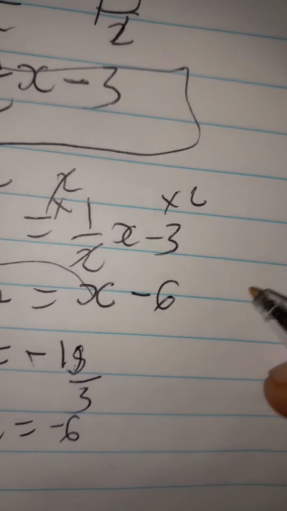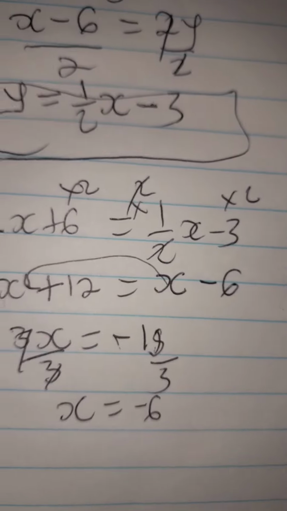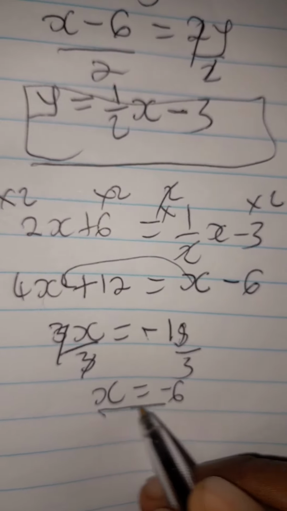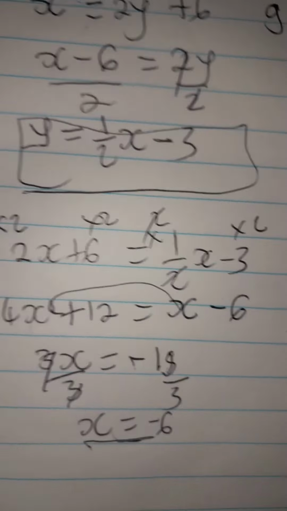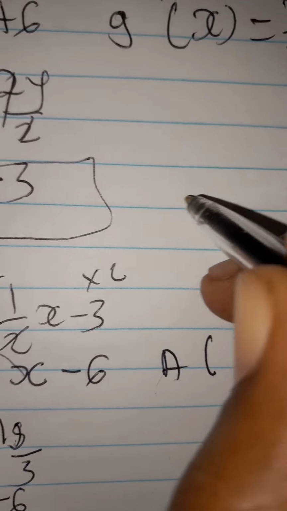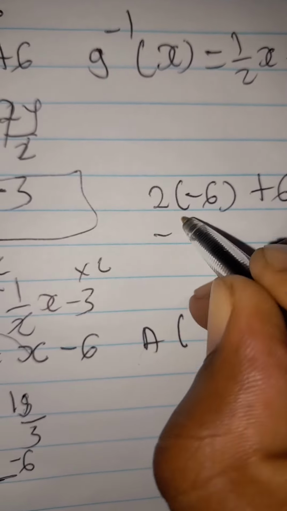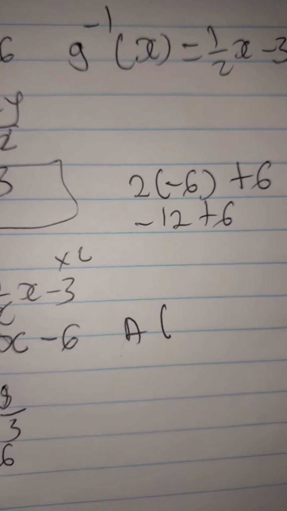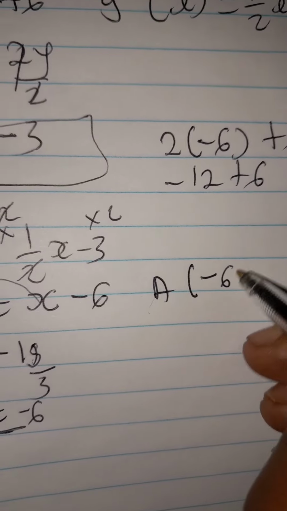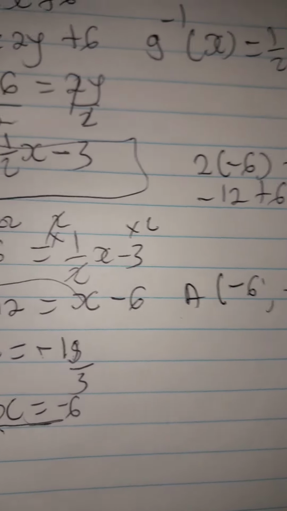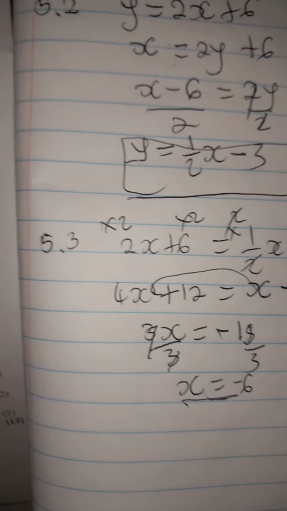To find the coordinates of A, take this x-coordinate and substitute it into 2x plus 6 to get the y value. So let's put negative 6 there, plus 6. This will be minus 12 plus 6, which is the same as 6 minus 12, which is minus 6. So our x value is negative 6, and our y value is negative 6.